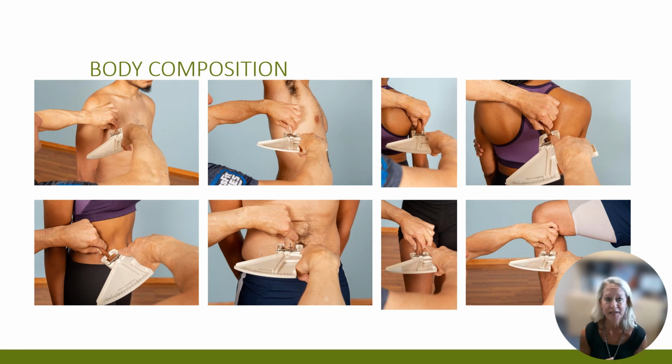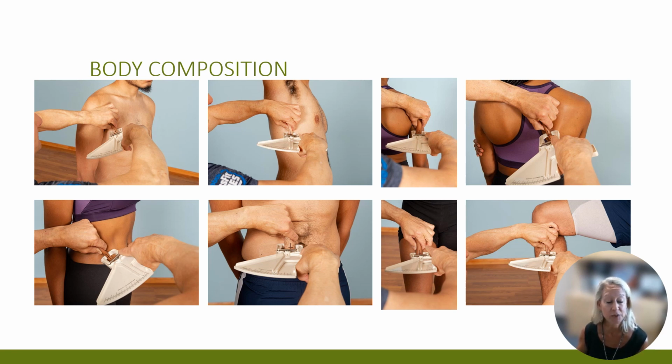When assessing body composition using a 7-site measurement approach, the following sites are commonly used. The chest, which you see here in the upper left-hand corner. The chest is taken diagonally, halfway between the nipple and the shoulder blade. This measurement estimates the fat distribution in the chest area.